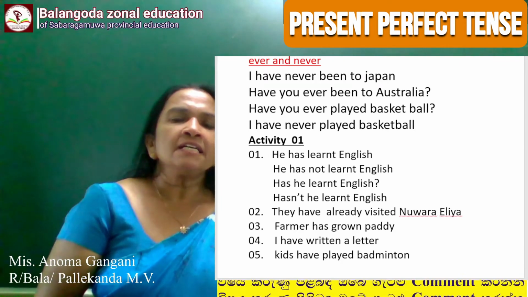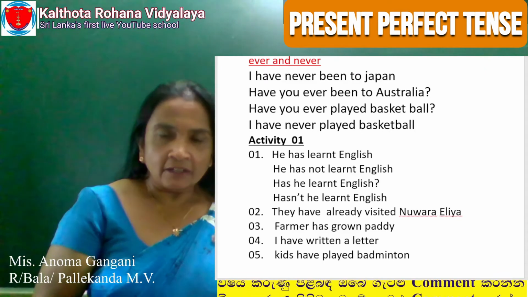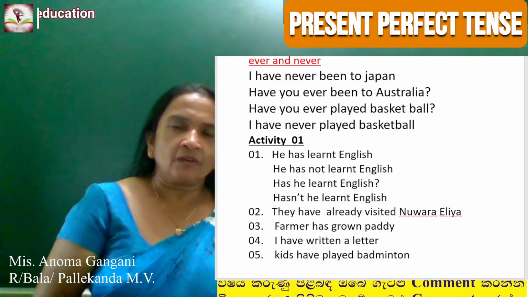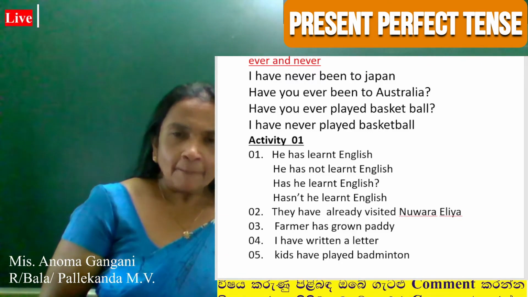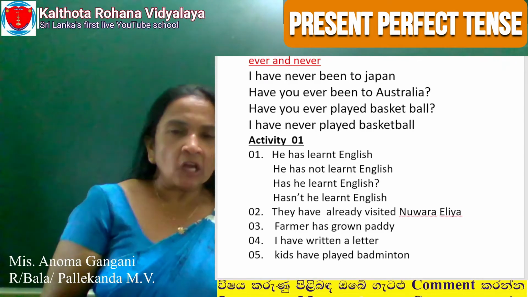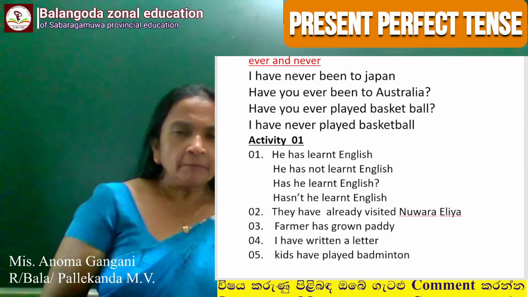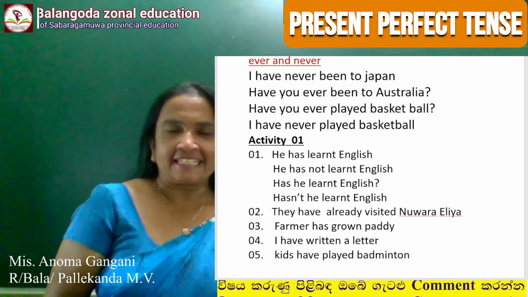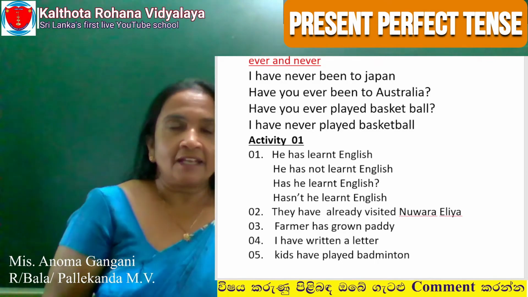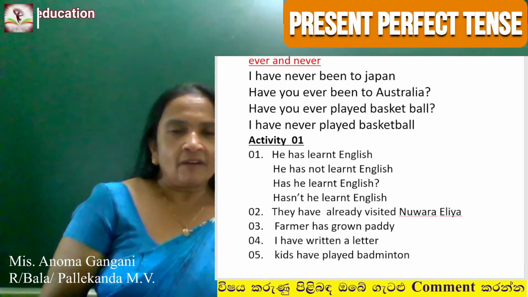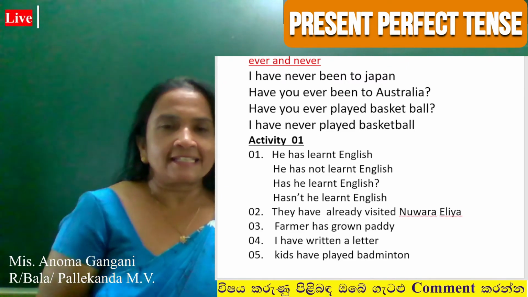Yes, farmer has grown paddy. Here, positive. How do we write the negative one? Farmer has not grown paddy. Why do we use has here? Because the subject is singular. Only one farmer is there, isn't it? So we use has.